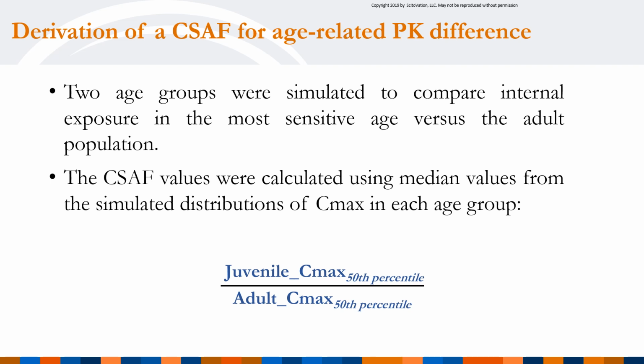So how do we derive CSAF? We choose two age groups and we simulate these two age groups with the PBPK model to compare the internal exposure in the most sensitive age versus the adult population. So here you have a fraction. We look at the maximal concentration in the sensitive population, which we think are children, and we divide by the adult maximal concentration.